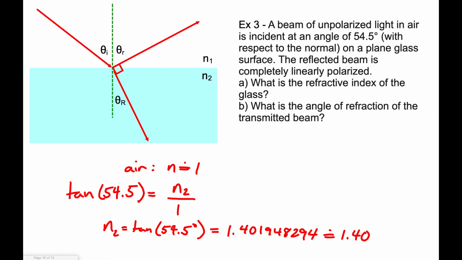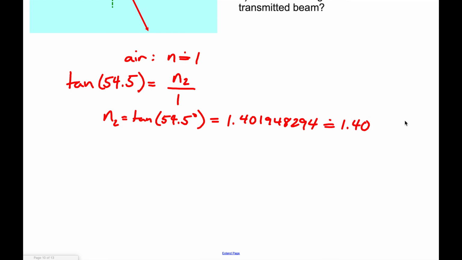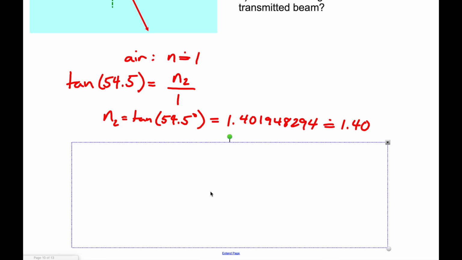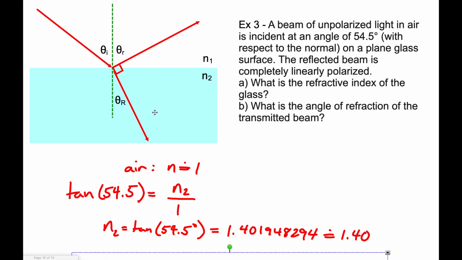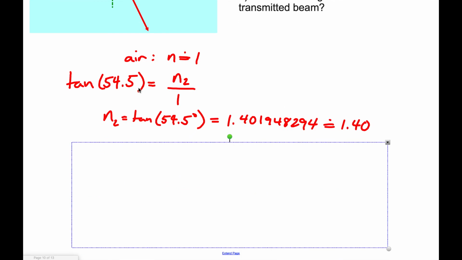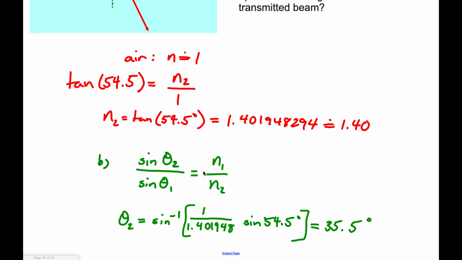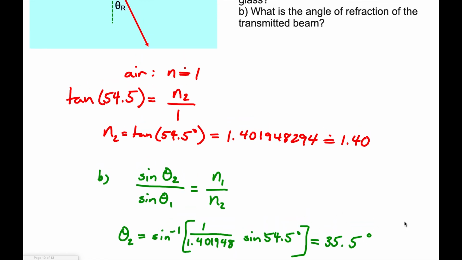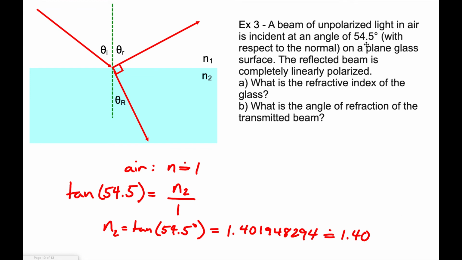Next question, what is the angle of refraction of the transmitted beam at this initial condition? Well, we can use Snell's law, or we can use the property that I just told you. If you know the reflected angle, you'll know the refracted angle because at the Brewster condition, they're different by exactly 90 degrees. But like I said, we can also use Snell's law. Here's Snell's law. Plugging in the numbers that we just found, we can find that the refracted angle is 35.5 degrees, and that's exactly 90 degrees away from this guy.